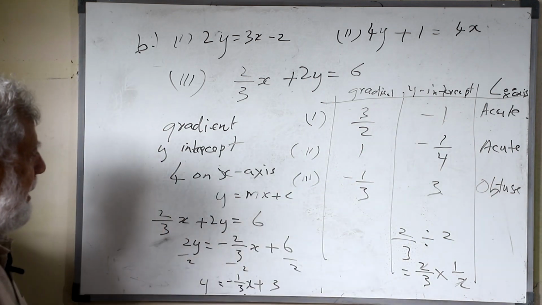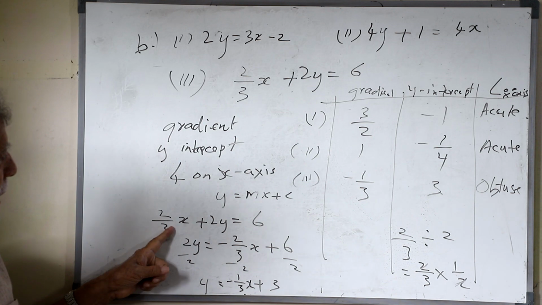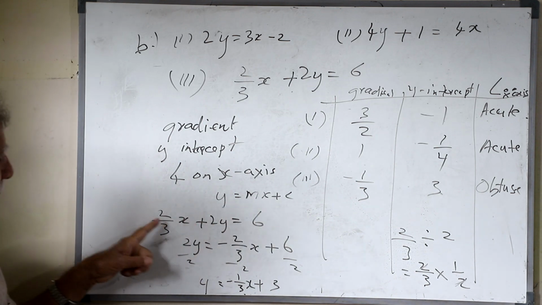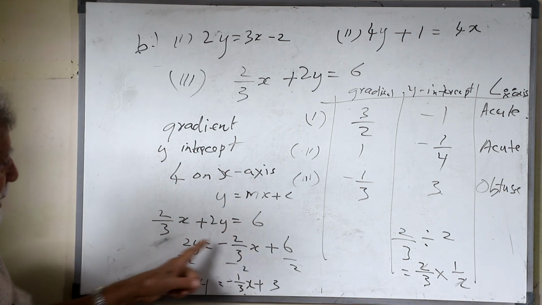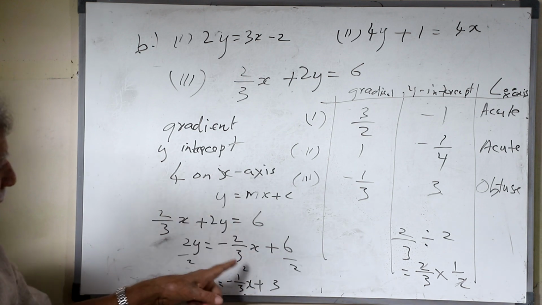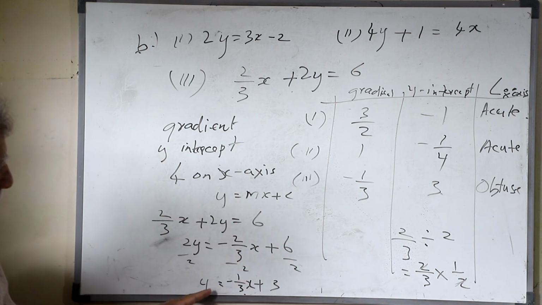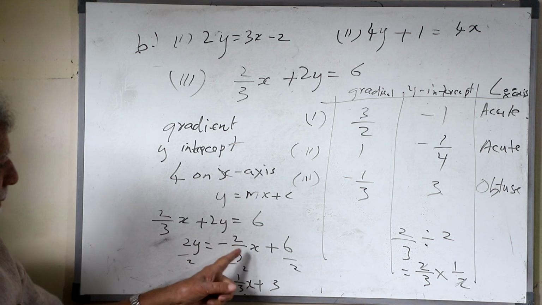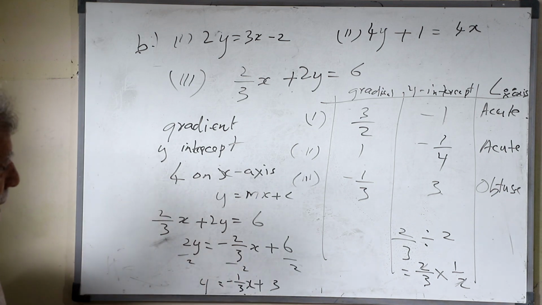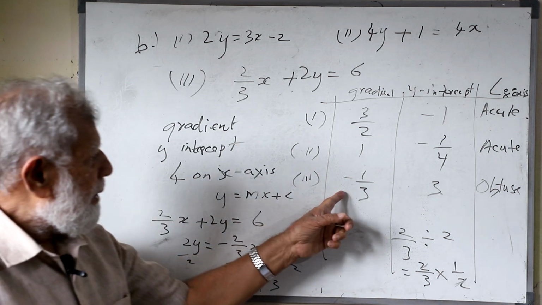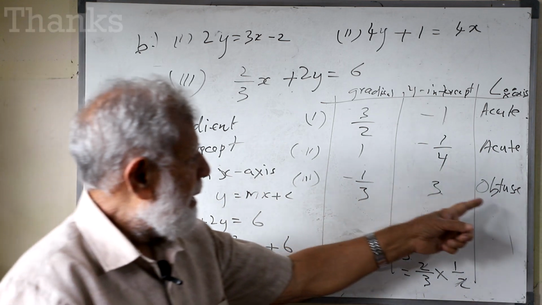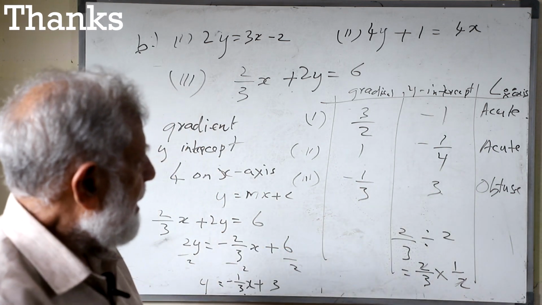Here the equation is in a different form. We put it into the form of y equals mx plus c. So 2/3 x plus 2y equals 6. 2y is equal to, bring this to the other side, minus 2/3 x plus 6, and then y is equal to minus 1/3 x plus 3 when we divide by 2. So the gradient is negative. Therefore, it is an obtuse angle. It makes an obtuse angle with the x-axis.